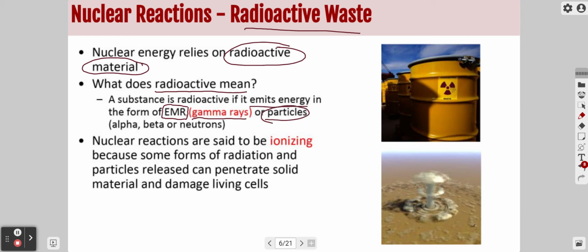Okay, so we either have EMR like gamma rays, which we studied last unit, and we know those are very damaging to the human body, and or particles can be released. And we're going to look at these later in the lesson. Alpha, beta, and neutrons can also be released. So these nuclear reactions are said to be ionizing because they can form radiation, those particles that are released can go through materials and they can damage living cells.